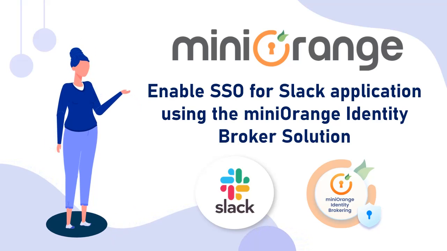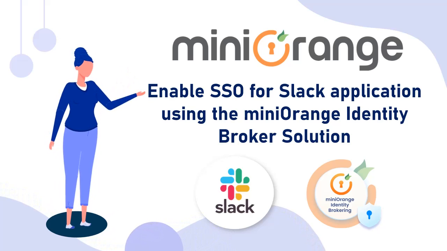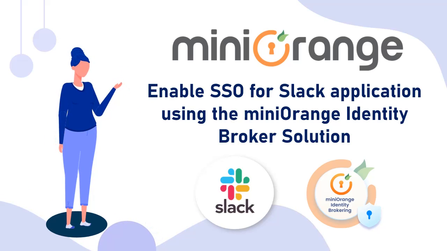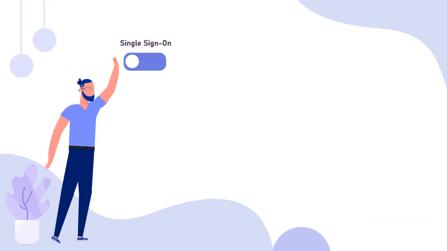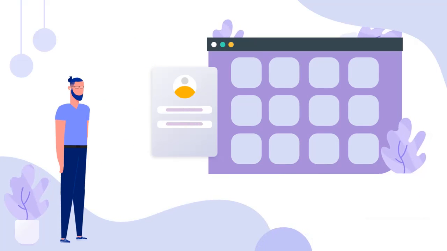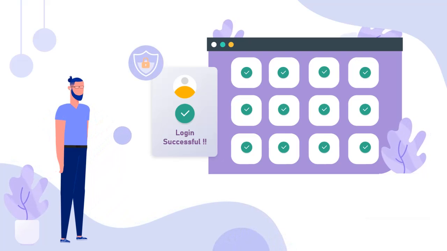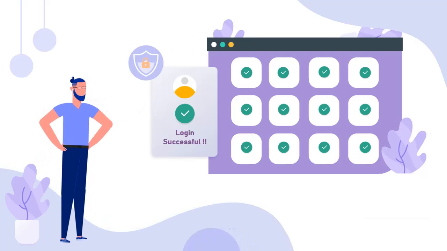In this video, I will demonstrate how to enable SSO for your Slack application using the miniOrange Identity Broker solution. Enabling single sign-on for your application allows the users to use a single set of credentials to log into various applications. This improves the security as well as the usability of the application.